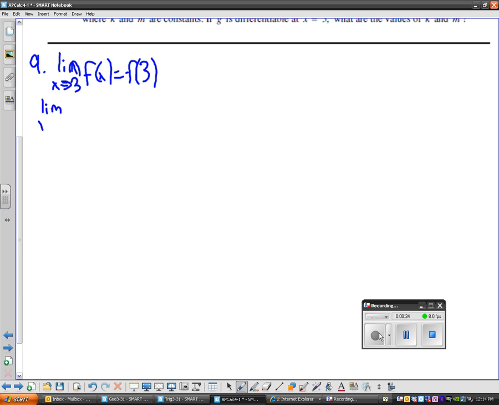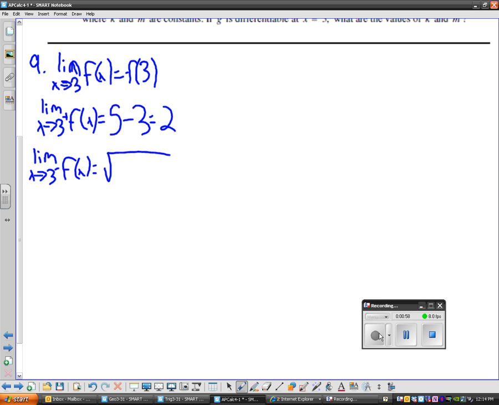So the limit as x goes to 3 on the right of f of x equals 5 minus 3, which equals 2. And then let's check the limit as x goes to 3 from the left of f of x, and that is the square root of 3 plus 1, which equals 2. So the limit exists. And then let's check what f of 3 is. F of 3 is the square root of 3 plus 1 equals 2.